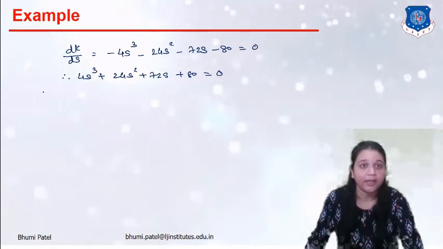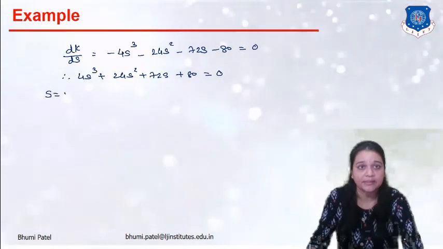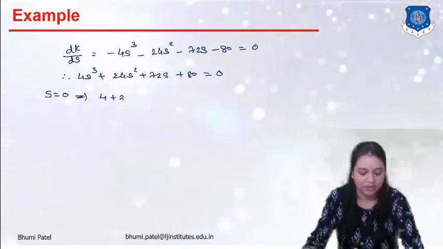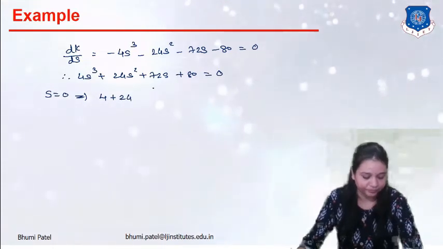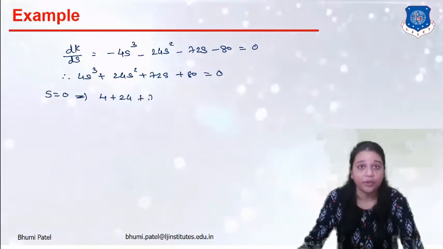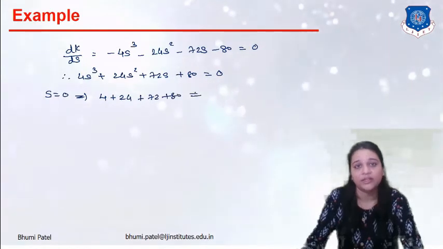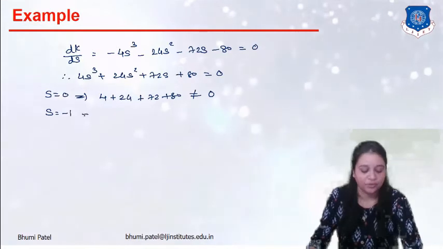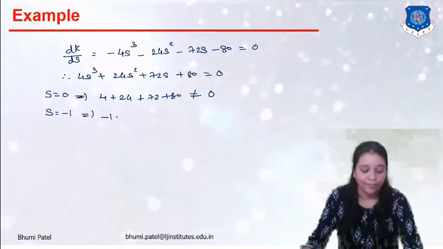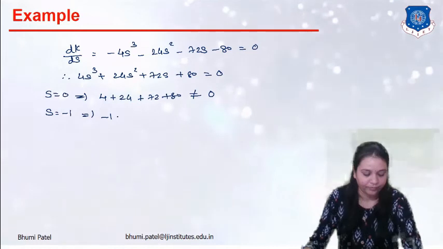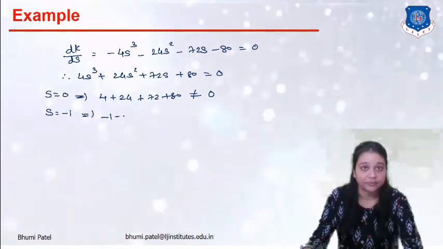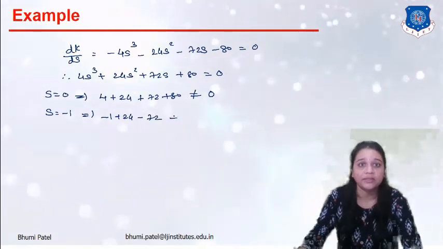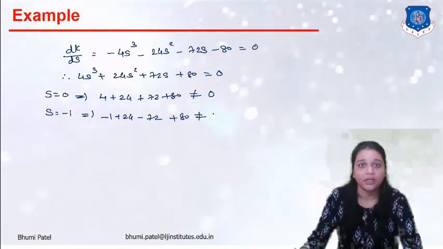First of all, we put in this equation s is equal to 0. That means 4 plus 24 plus 72 plus 80, that is not equal to 0. Now put s is equal to minus 1. So we can get minus 4 plus 24 minus 72 plus 80, that is not equal to 0.